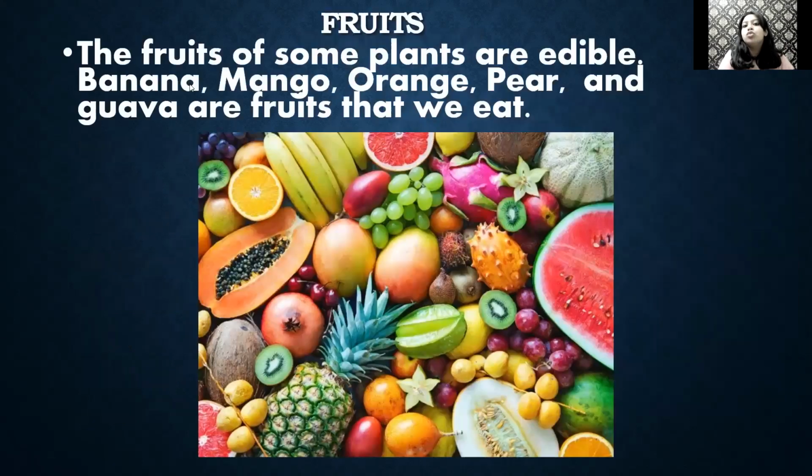Okay, moving on to fruits. The fruits of some plants are edible. Banana, mango, orange, pear, and guava are fruits that we eat. Now, a plant is able to produce fruit. And what are the fruits that we can eat? They are banana, mango, orange, pear, and guava. All of these are fruits that we eat.